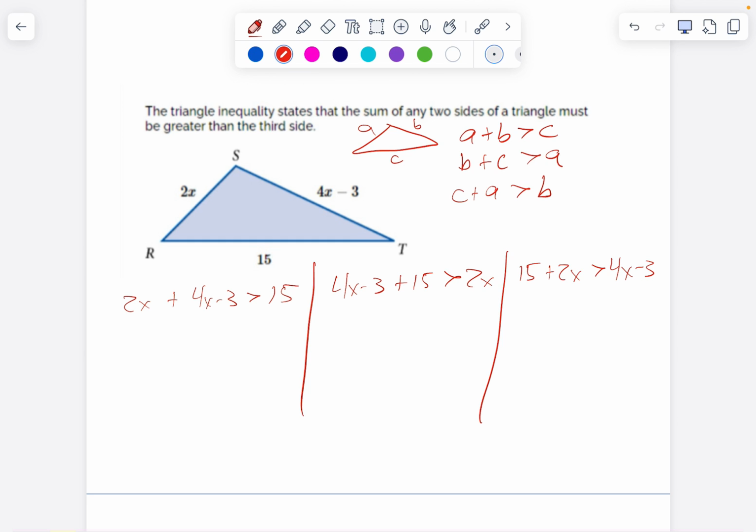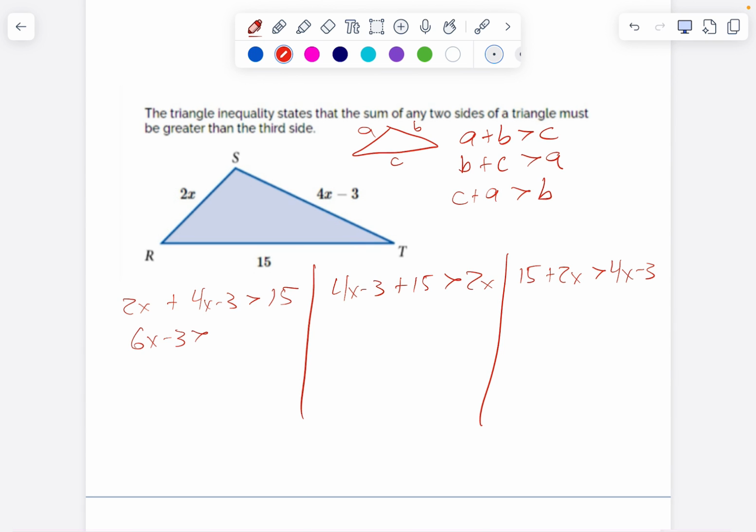Well, in this case, if we solve this one, we get x is greater than 3. And I didn't show the little individual steps in there. Here's what they were. Combine like terms, then add 3 to both sides, and then divide by 6 on both sides to get 3.